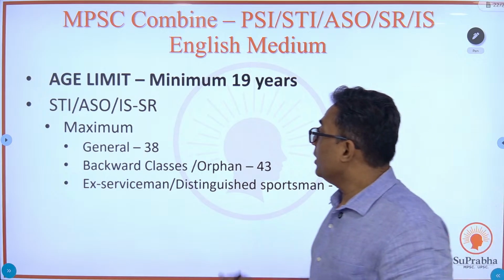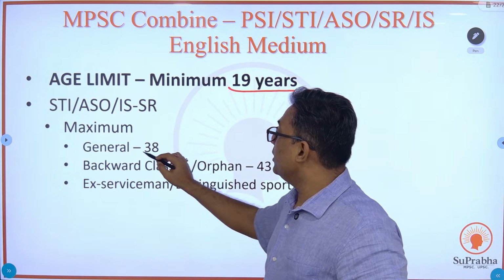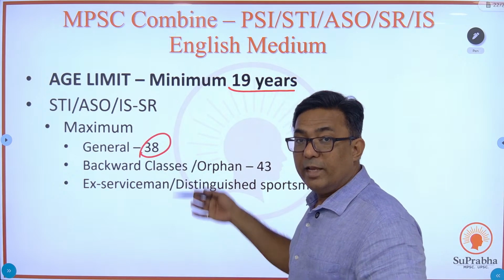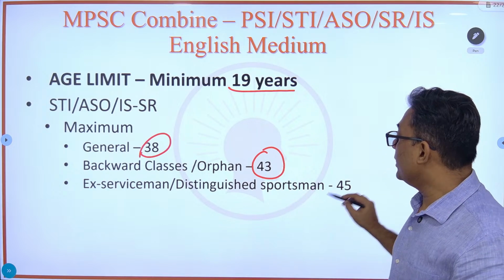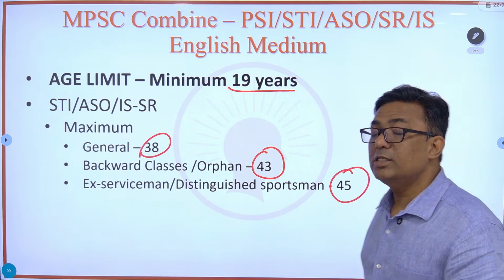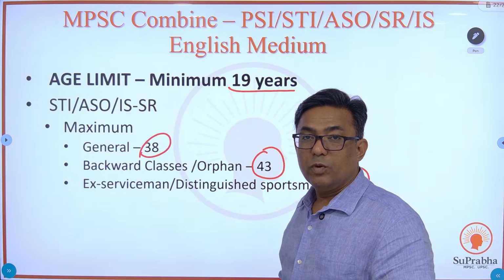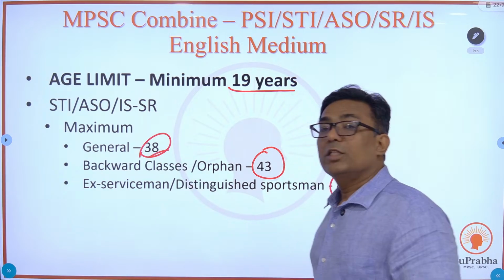Same thing for STI. Now for STI, the minimum is 19 and for general category it is 38. It is extended again for orphan backward class 43 and ex-servicemen and distinguished sports personnel it is 45. Okay, so for general category it comes to 38.